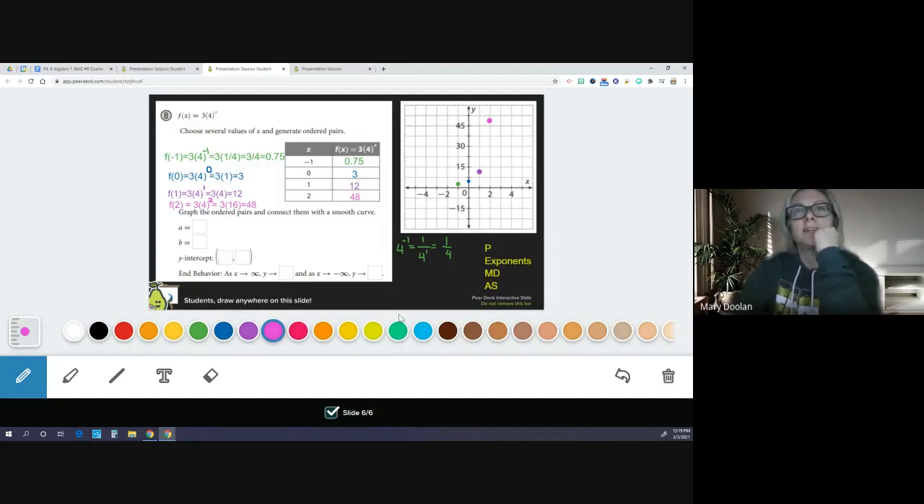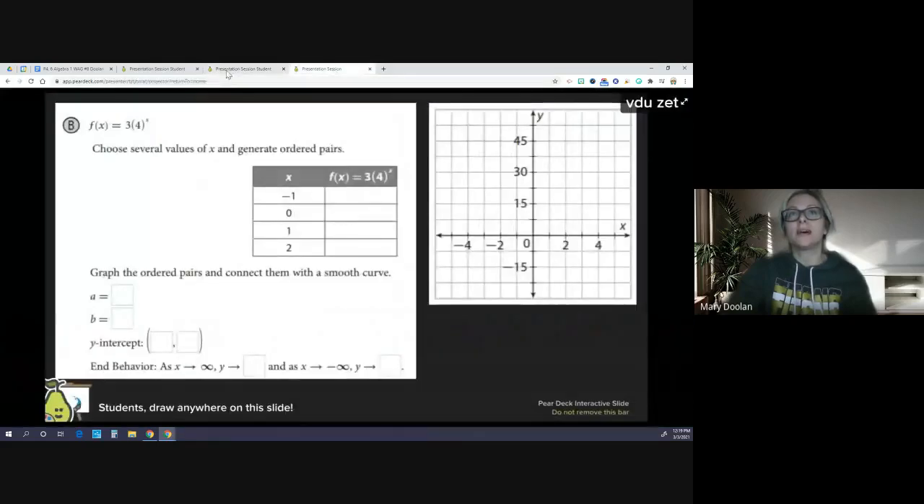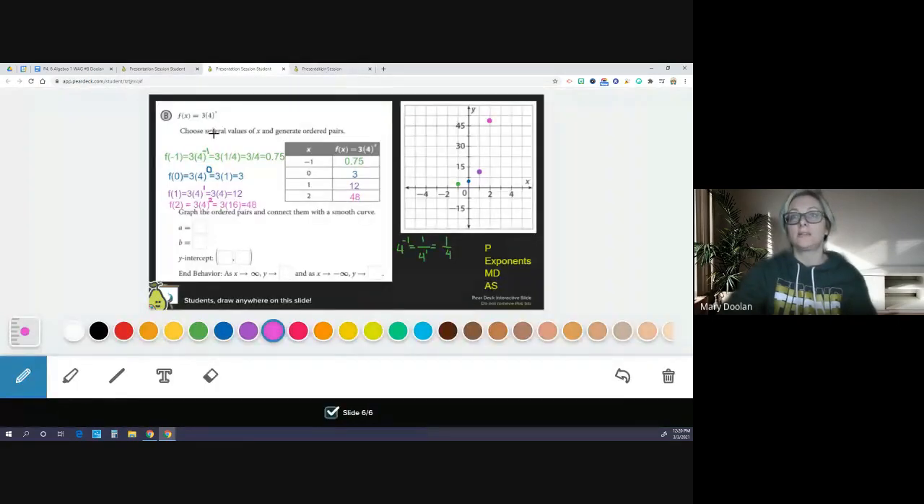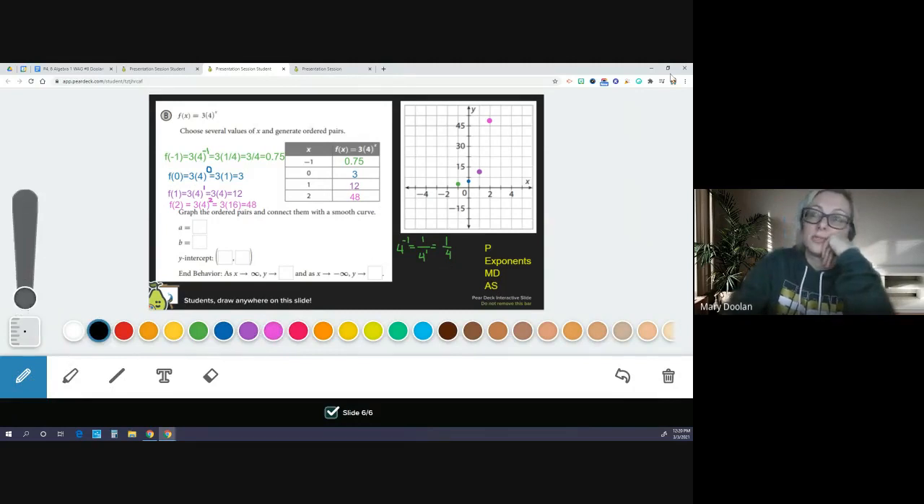We just now have to connect them with a smooth curve. Because this isn't a discrete function, we had that on right here, discrete functions consisting of isolated points. That's not what this is. Our domain is not restricted today. So the domain is all the real numbers, which means it's all the x values. And so we're going to try to draw a smooth curve and see how well that turns out.